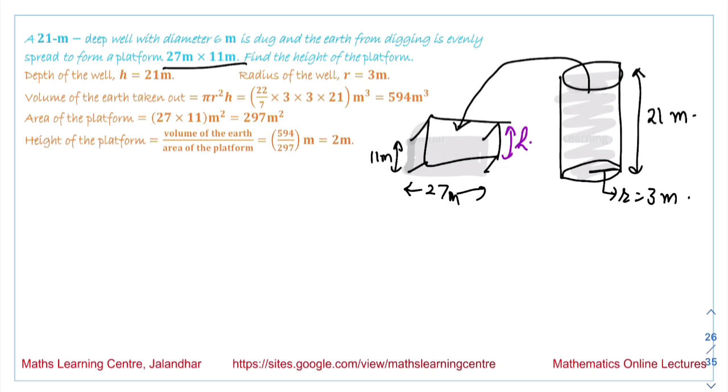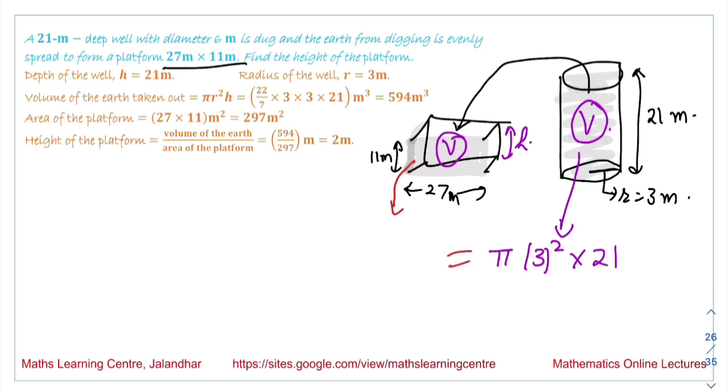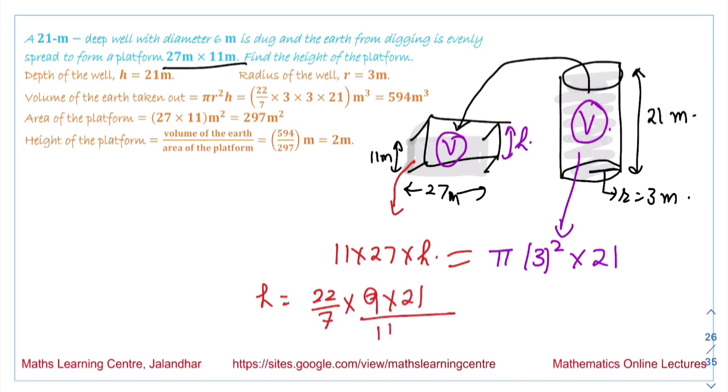So what we are saying is that the volume of the mud taken from this cylindrical well should be equal to the volume of this cuboid that is formed. So the volume of this cylinder is pi r square into h, and the volume of this cuboid is 11 into 27 into h. So the value of h we have is 22 by 7 into 9 into 21 by 11 into 27.